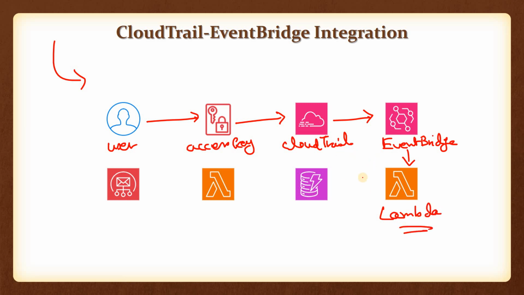What will this Lambda code do? The Lambda code will make an entry in a DynamoDB table. And what will it enter? First, some sort of unique ID, because DynamoDB needs a primary key. Then the second property is the access key.